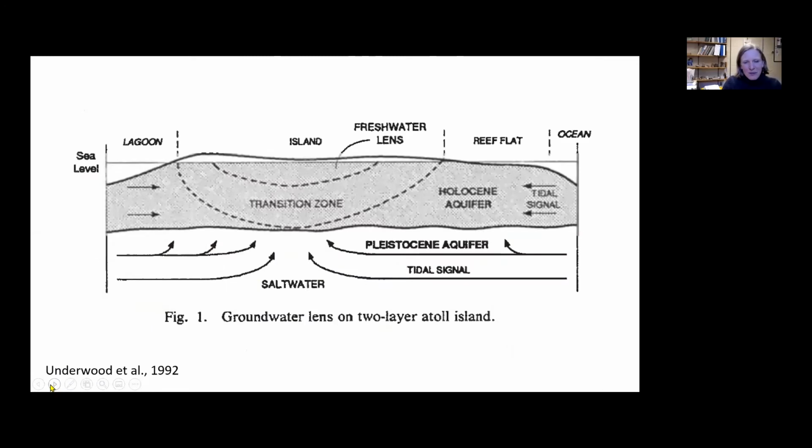This is picturing that same process. We can see in diagram form the tidal signal infiltrating through the aquifer, both in the upper zone and in the lower zone. And there's our transition zone where freshwater becomes saltwater. So we're getting all this interaction.